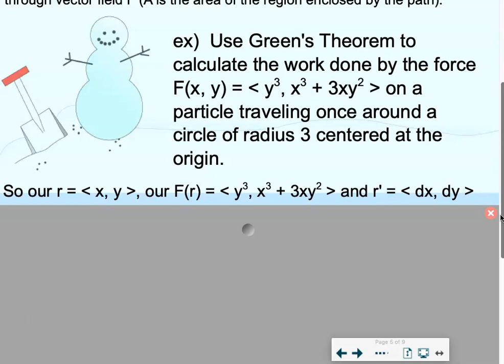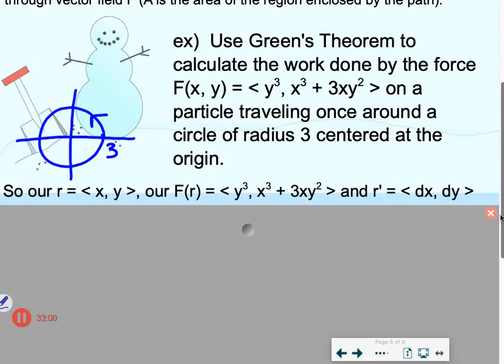Centered at the origin. So your path, notice it didn't say traveling counterclockwise. Let's make it counterclockwise, a circle of radius 3 centered at the origin. So there's your path. Remember Green's theorem?